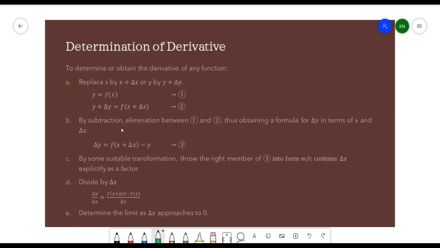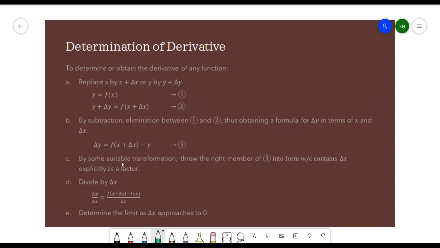So from the first equation, we now have a second equation. By subtraction, we eliminate between the first equation and the second equation, thus obtaining a formula for delta y in terms of x and delta x. In order to isolate delta y, we need to move the y to the other side of our equation. That gives us f of x plus delta x minus y. Then we need to substitute the value of y. In this case, the value of our y is f of x, so we substitute that here.